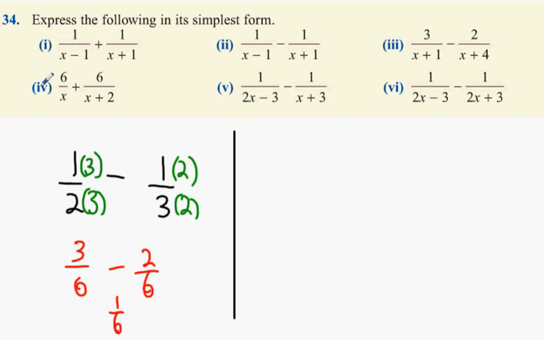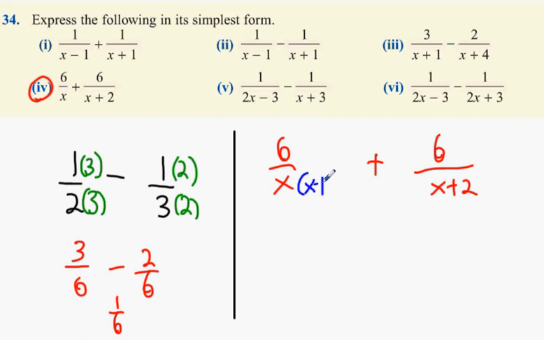An example would be part 4: 6 over x plus 6 over x plus 2. The x looks across, and what does it see on the same level as itself? It sees the x plus 2. What you do to the bottom, you must do to the top.